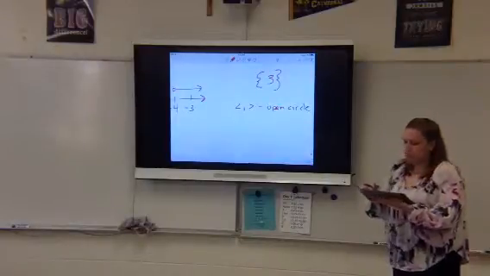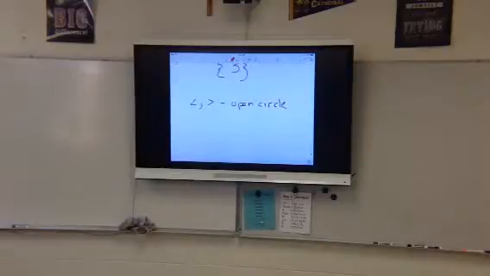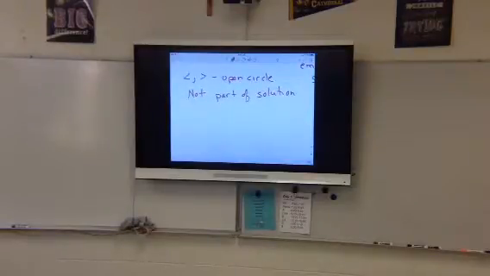Can someone tell me, is that part of your solution or not part of your solution? Not part. Okay, so an open circle is not part of the solution. If you have an open circle, it's no equal sign, that's not part of the solution. Then we have less than or equal to, greater than or equal to, that's going to be a closed circle, okay? And it's going to be part of the solution.